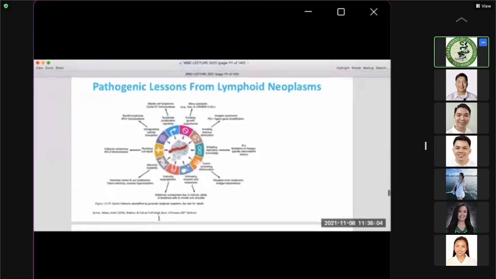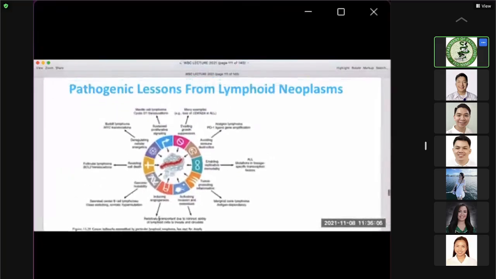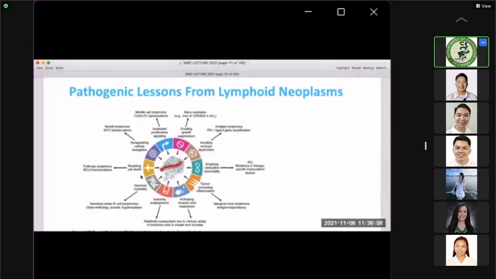So this one is a diagram that shows us the different pathogenic lesions from the lymphoid neoplasm. Listed here we have the different lymphoid neoplasms and the factors involved that will help them thrive, as listed here.